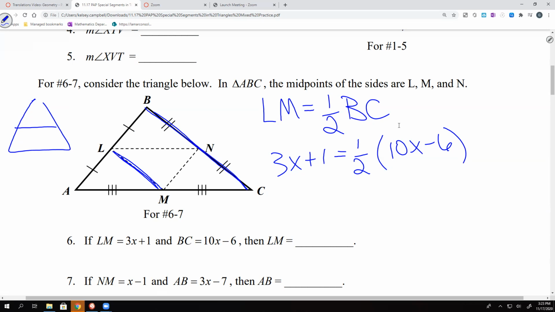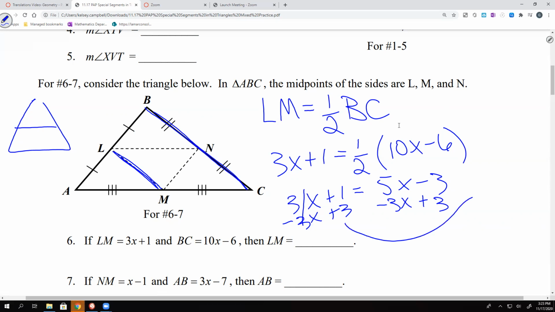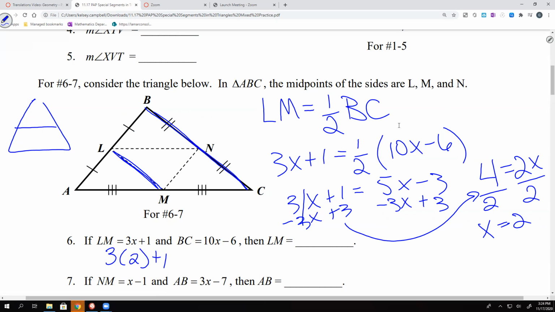So yeah, 3x plus 1 is equal to 5x minus 3. And then we just solve. Take away 3x, also add 3. Okay, I'm doing both steps in one. So I get 4 is equal to 2x. So yes, divide by 2. Right, so x is 2. But like it says, we want LM, so we got to plug in. So 3 times 2 plus 1, which is 7.